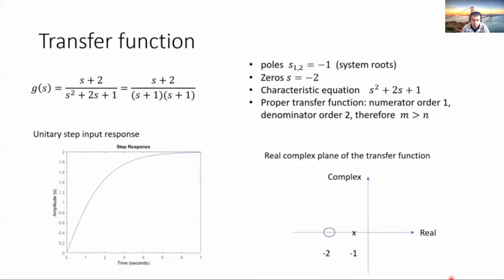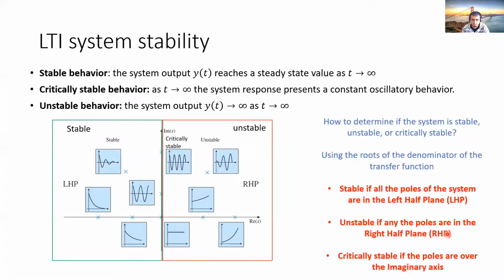This plane is also called root locus, or geometric space of your roots. And this is important in terms of the stability of your system, in order to see if your system has this kind of behavior that reaches a steady state value as t goes to infinity. Now in the next slide, we're going to see how we can determine if our system is stable or unstable.